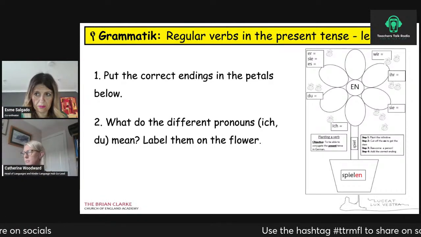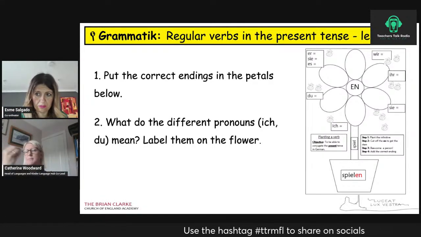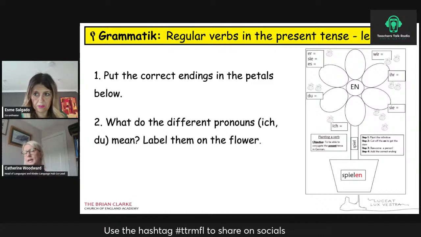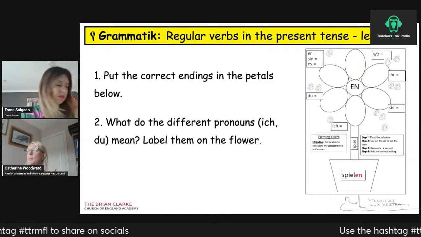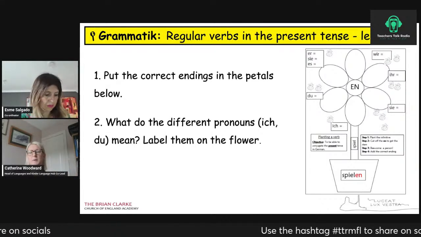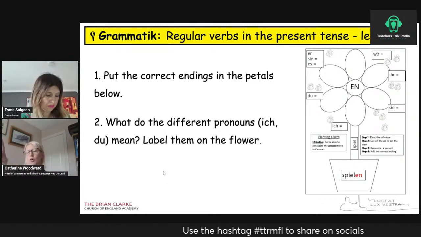What does it grow into? It grows into a stem. But as it's grown into a stem, it's changed. So can you see spielen's got an en, and then spiel has just the stem. So I'm talking them through my thought process, how I get from spielen to spiel. Then I've got a stem, but then I need all my petals around the end.